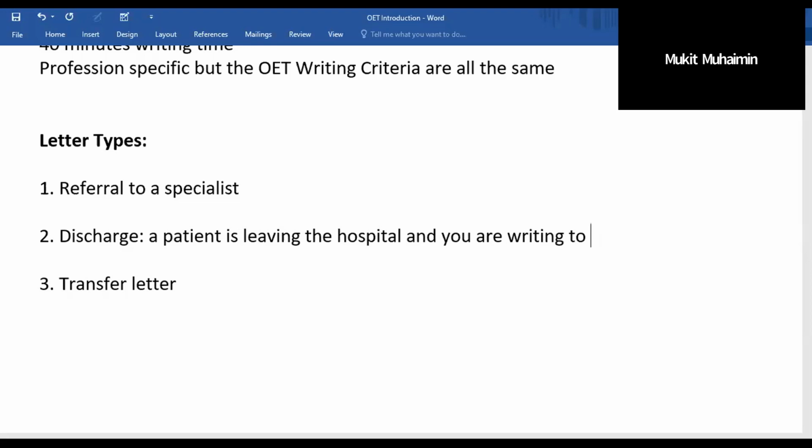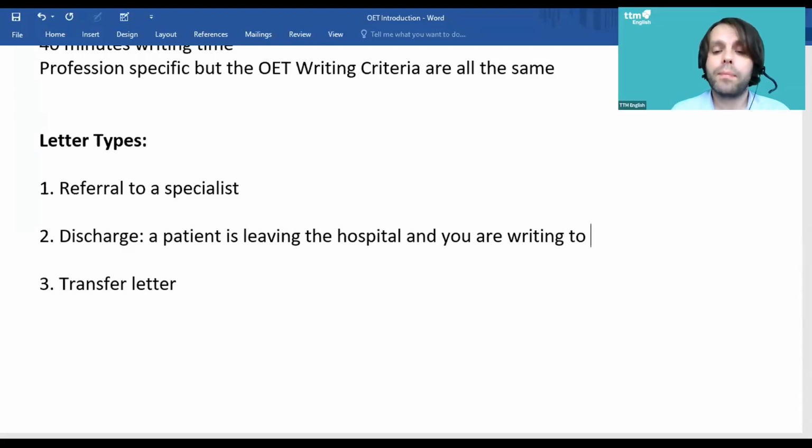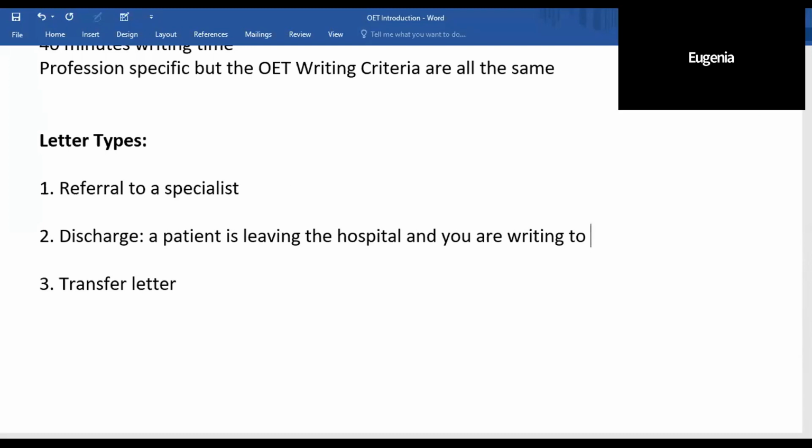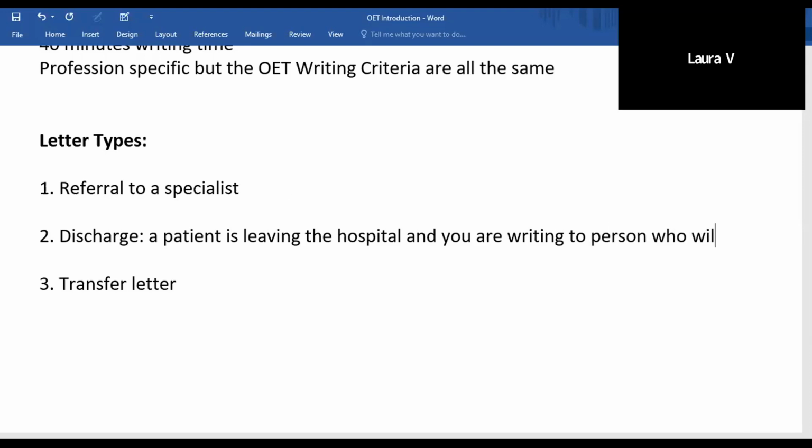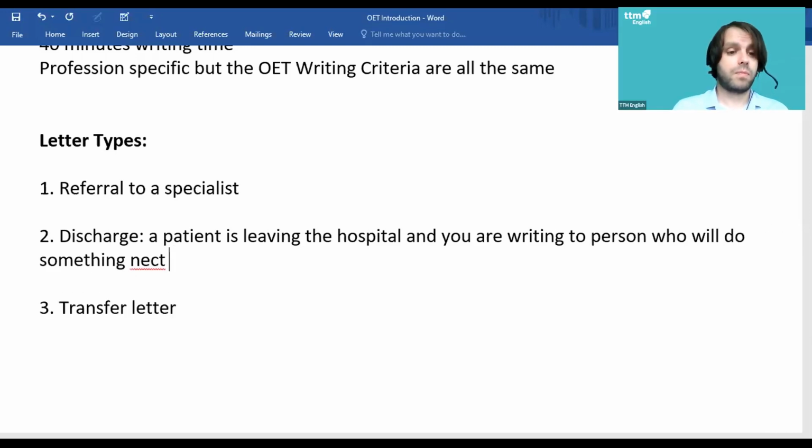Who could you write to? Could be a nurse, a GP, or a physio. Could be many things. To a person who will do something next. Usually it's something like ongoing care, isn't it?